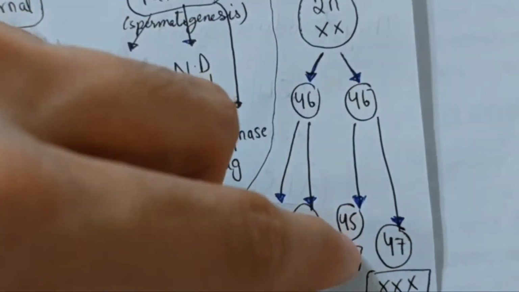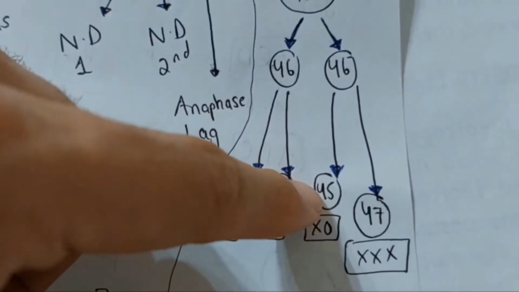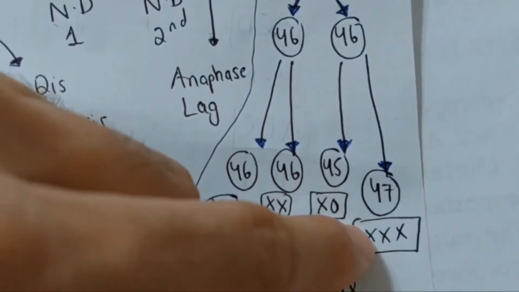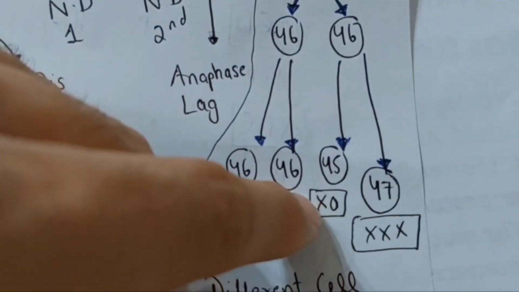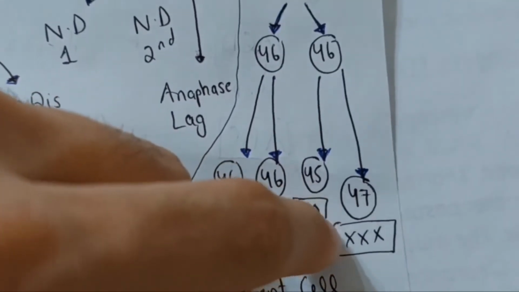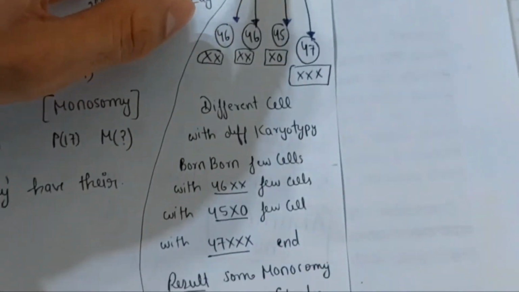Whereas in the second line of cells, something goes wrong during mitosis, and one line of cells is going to have 45 chromosomes, while the other line is going to have 47 chromosomes. So one line is going to have an extra X chromosome and the other is going to have one less chromosome. This line is going to suffer from monosomy and this line from trisomy. This means that in the same person, different cells have different karyotypes.